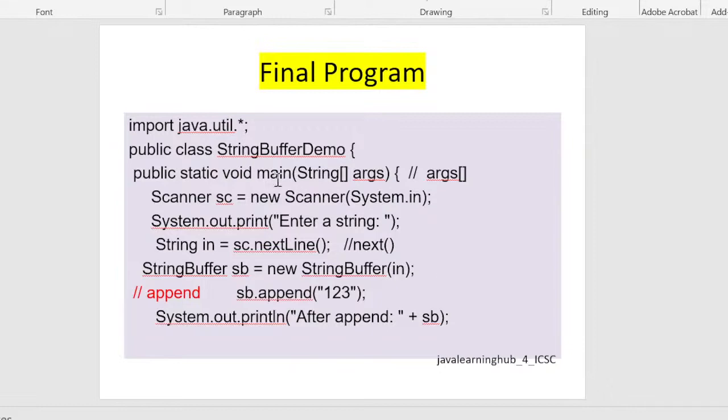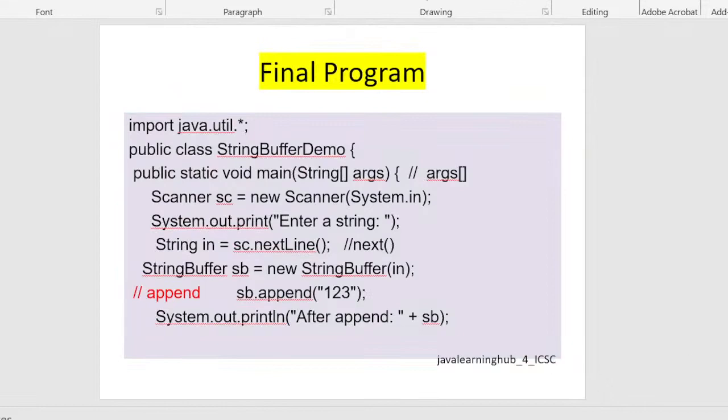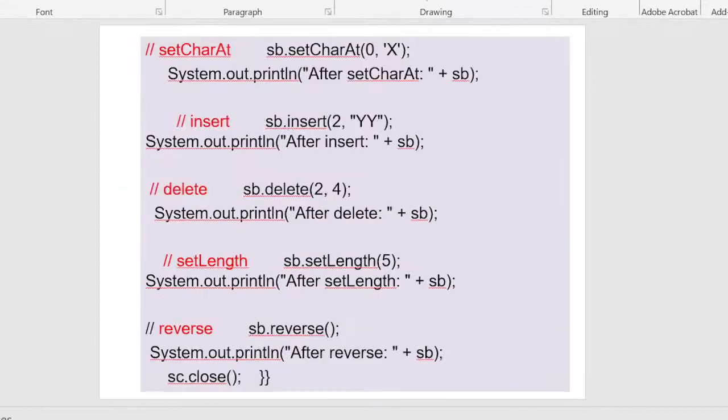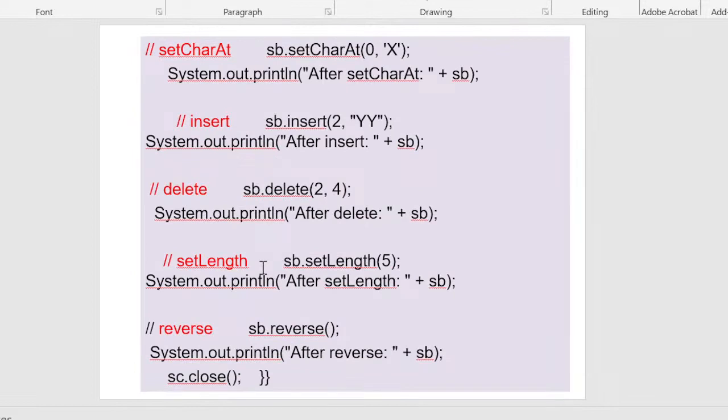Now let us see the append method for the existing string. So sb.append, and what are we going to append? 1, 2, 3. With the SOPLN statement or System.out.print statement, after append of sb, whatever the value is there, we'll add that. Now let us see the next method, setCharAt.